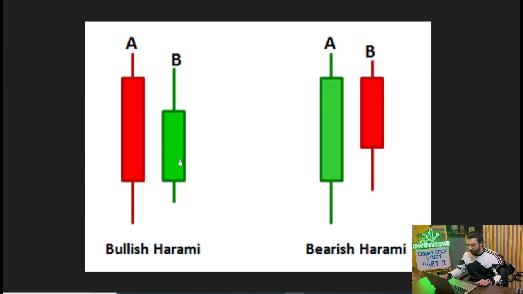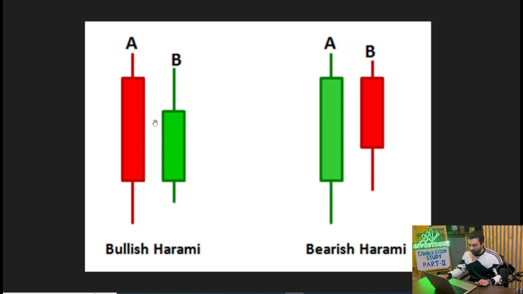This is our second candlestick pattern. The first one was bullish and bearish engulfing, and this one is the bullish harami and bearish harami pattern. The first one is the bullish harami pattern. In this you can see there is a large bearish candle and then a small bullish candle. We can think of this bearish candle as a mother candle and this bullish candle as a baby candle.